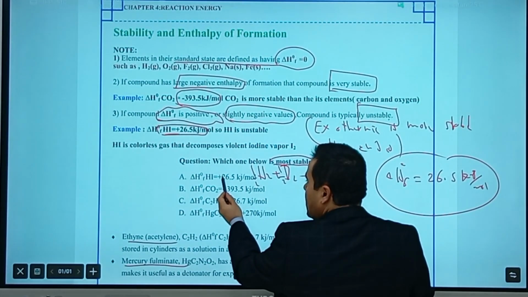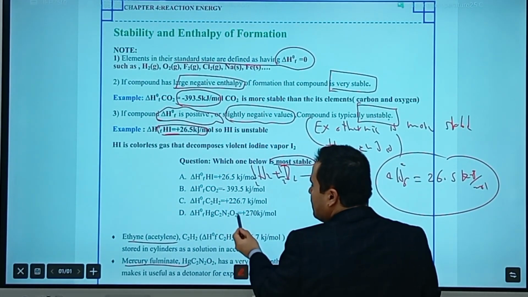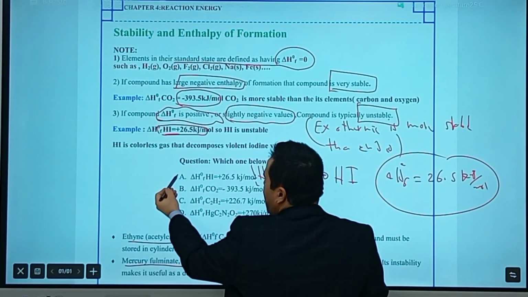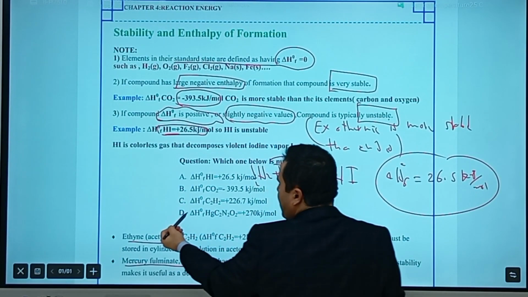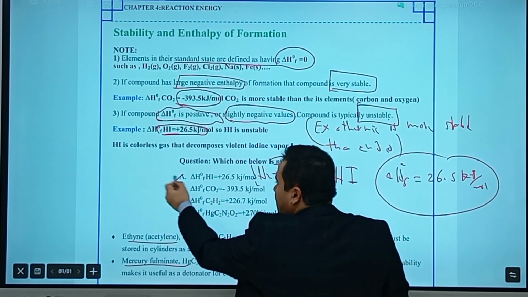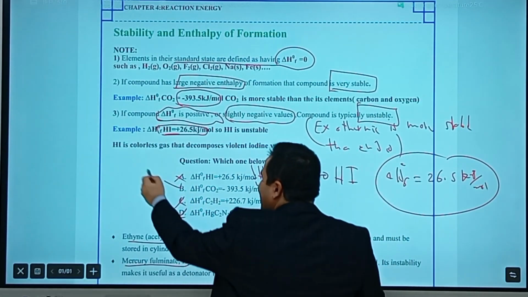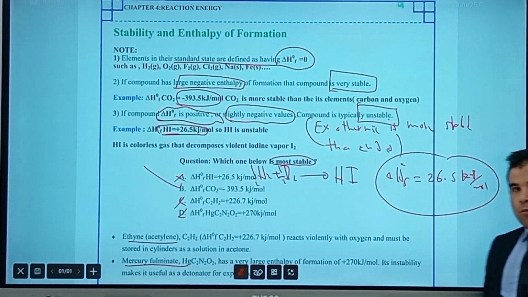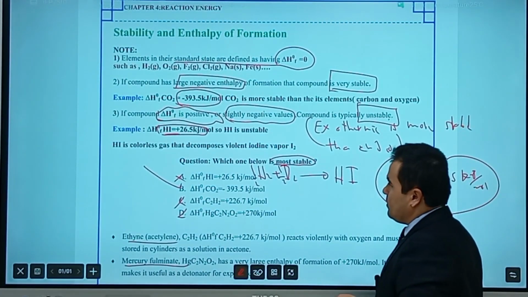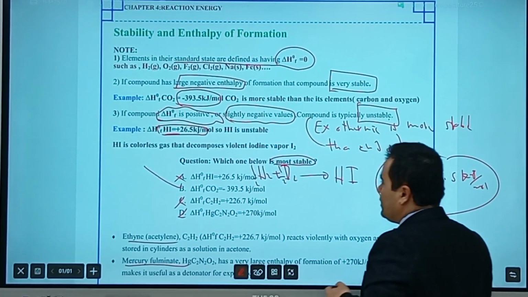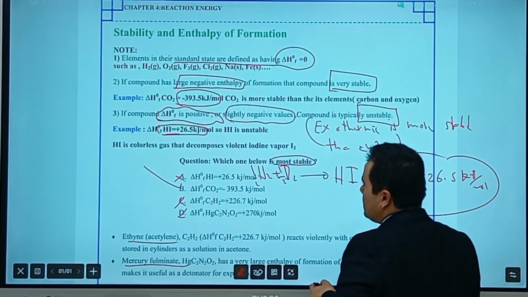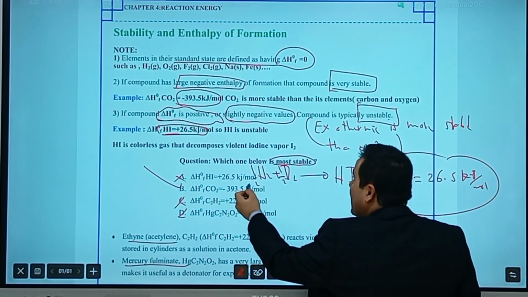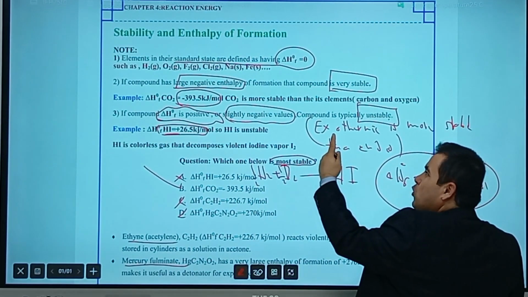The first one, positive, then negative, then positive, then positive. In here, the positive, negative, positive, positive. The positives must be cancelled out with the negative. So the negative is the most stable among all the positives. So if it's among the positives and negatives, the negative is more stable.